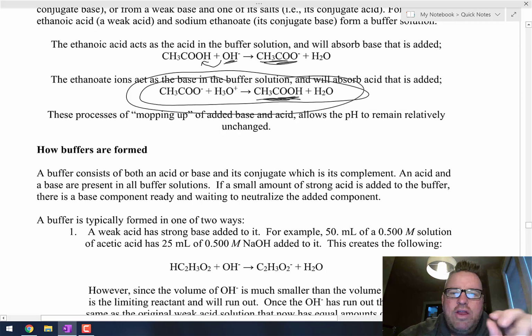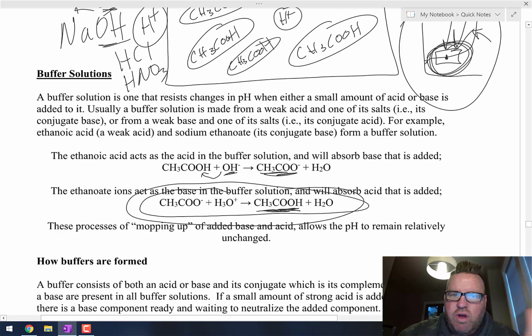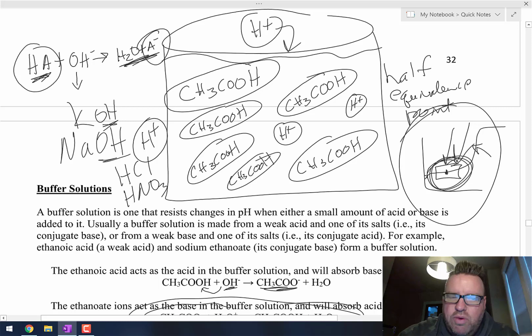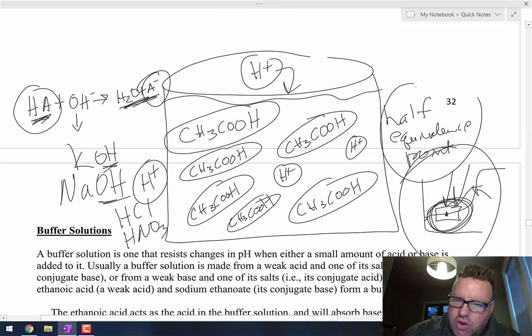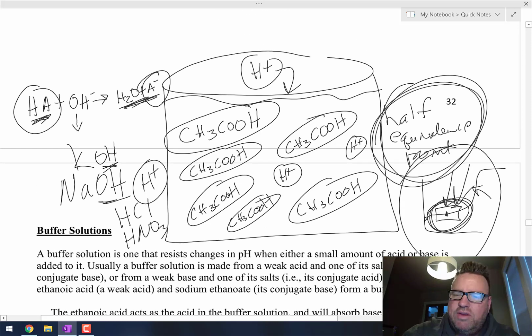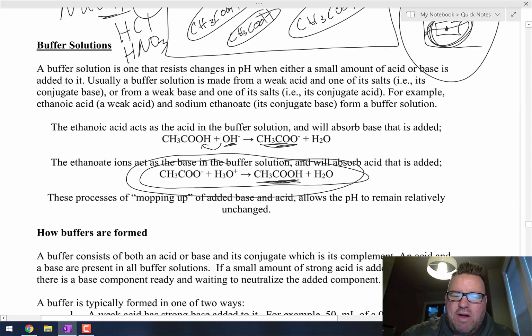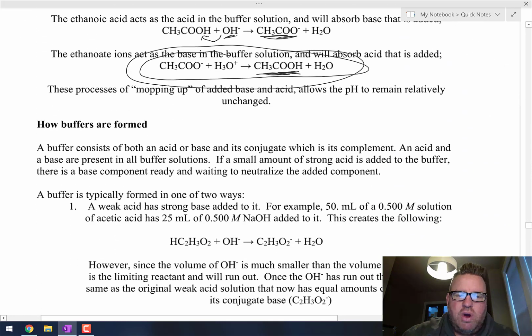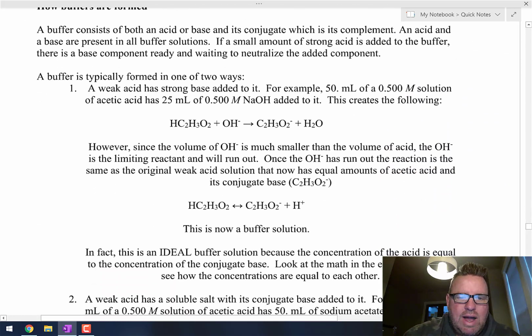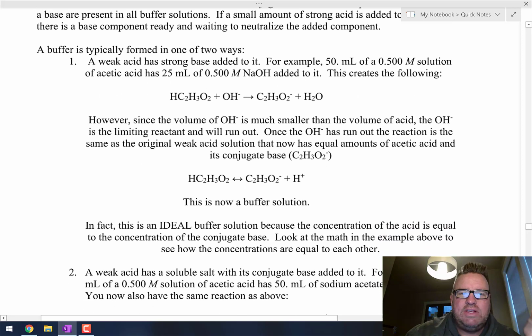So, how do you make a buffer solution? Well, we just saw one. When you do a titration and you get to the half equivalence point, you have created a buffer solution. So, let's see, is that this one? Yes, this one right here.